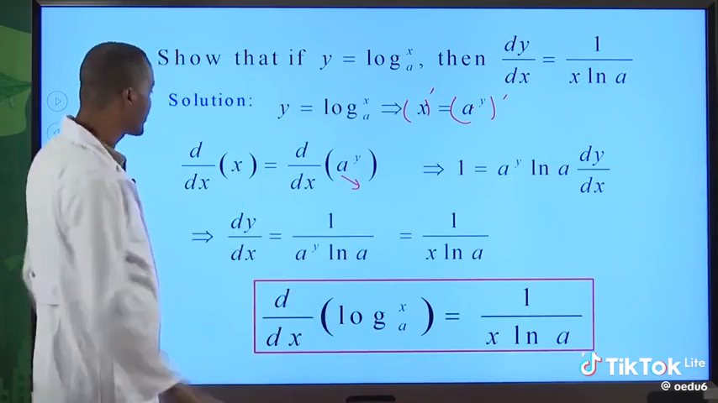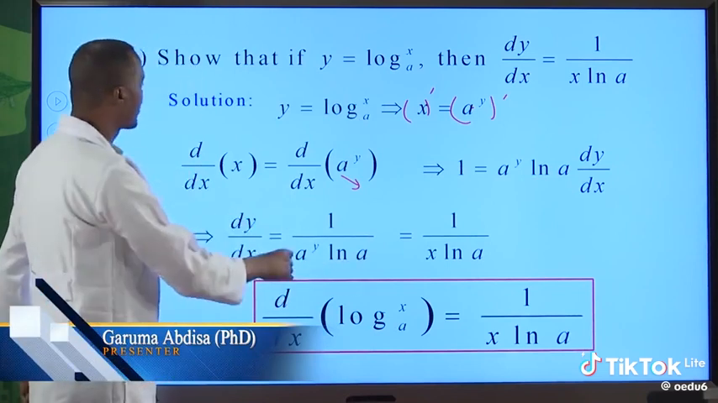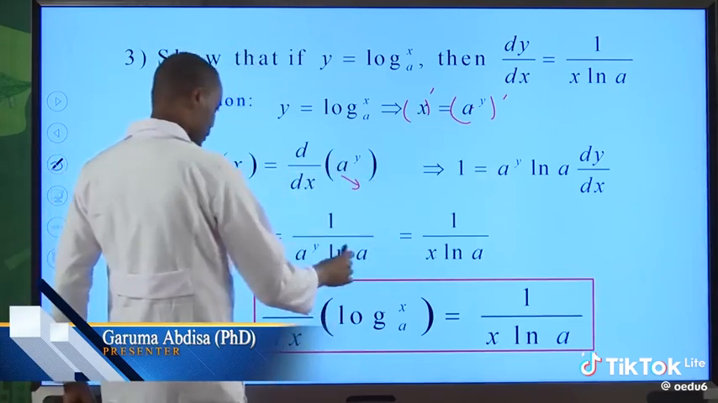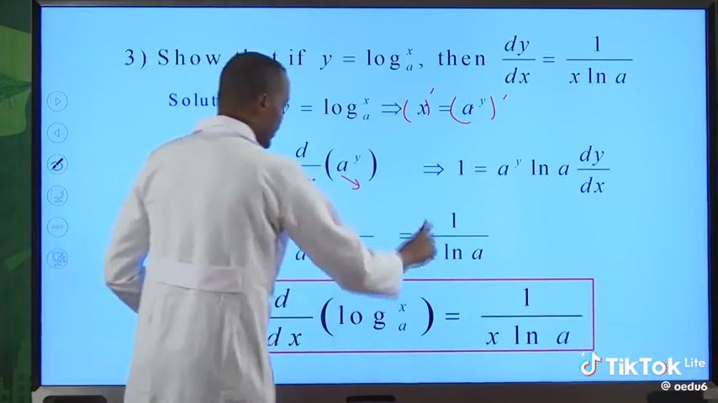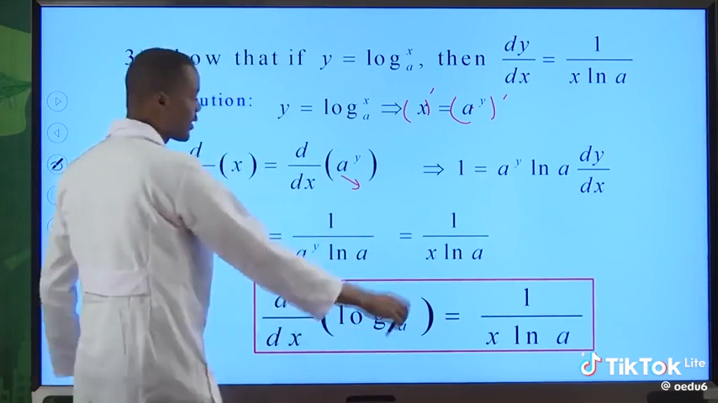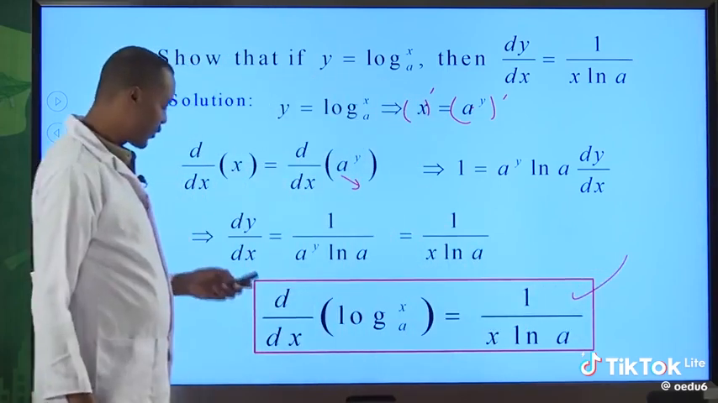This dy by dx is 1 over a to the power of y times ln a. But this a to the power of y is by itself x. So a to the power of y is x. So dy by dx is 1 over x ln a. That is, d by dx of logarithm of x to the base a is 1 over x times ln a. That is the way we make the derivative of logarithms.